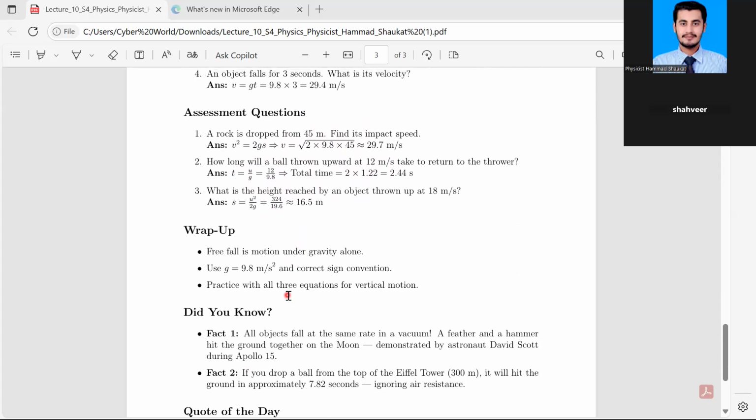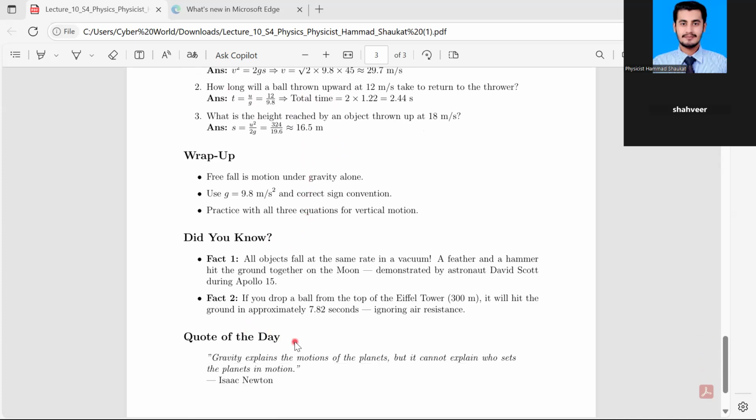So, to wrap up, free fall is a motion in which bodies are moving under the action of gravity, or you can say vertical motion. And the conventional value of gravity, you know, is 9.8. If your body is moving downward, you have to take 9.8, and if your body is moving upward, you take minus 9.8, because that body is moving against the force of gravity. And you can practice those three equations of motion using these assessment questions.